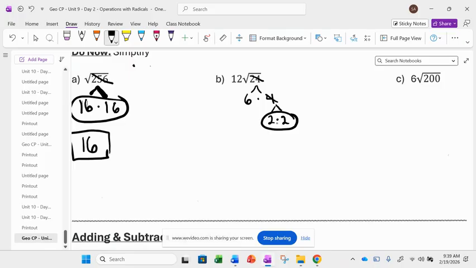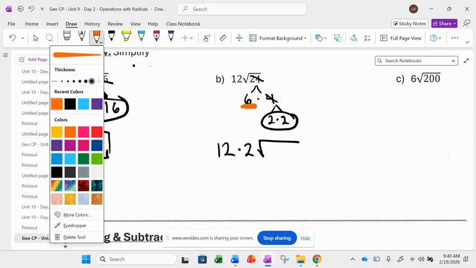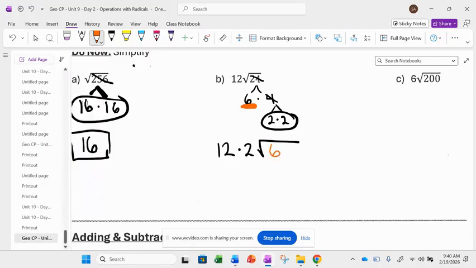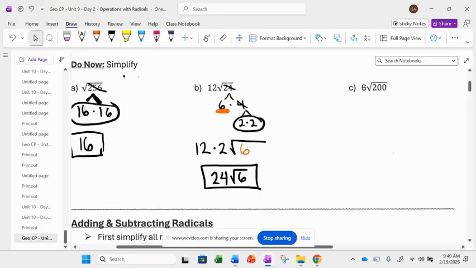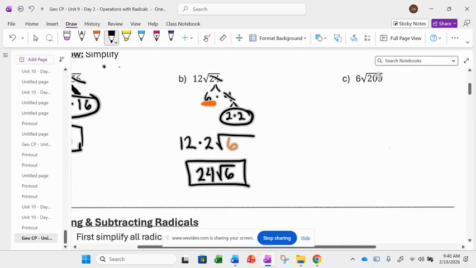So remember, whatever number we circle comes on the outside one time. I have a 12 on the outside. I'm going to put a 2 on the outside. And then whatever's left over, not circled, not crossed out, that's 6, goes back on the inside. So on the outside, we have 12 times 2, which is 24 root 6. How many people got that correct? Oh, what happened to everybody else? No? Okay, next one. 6 root 200.